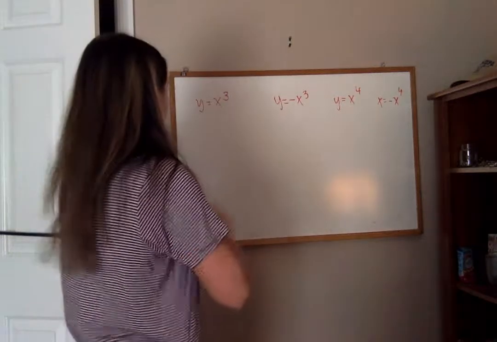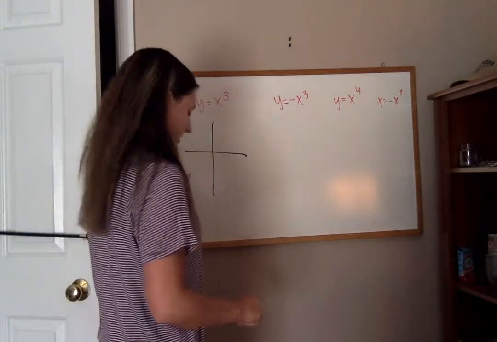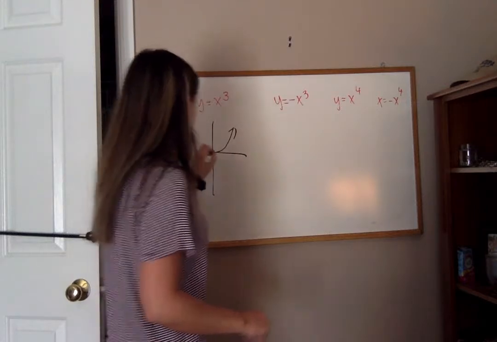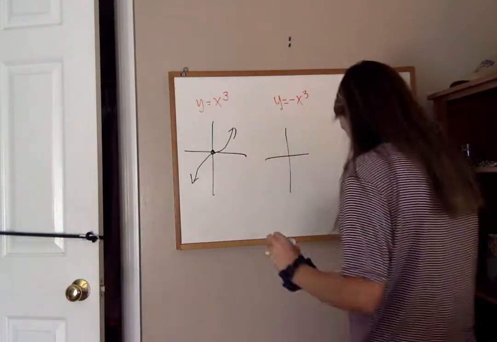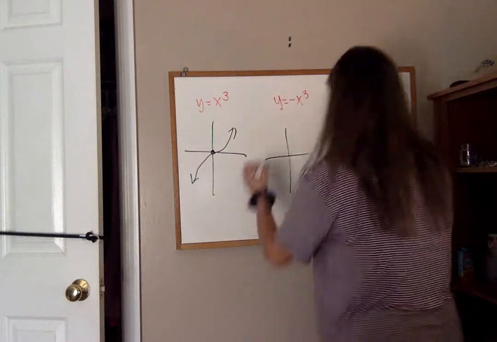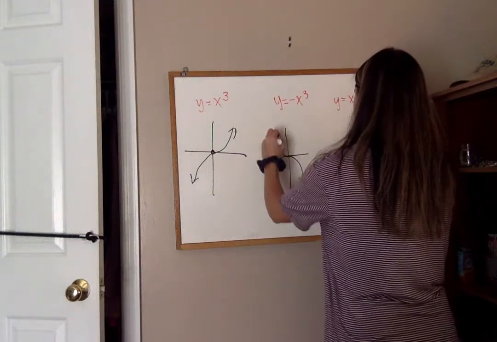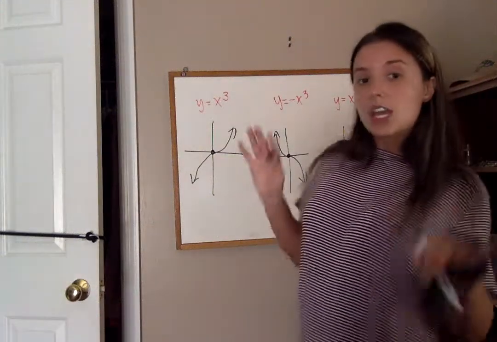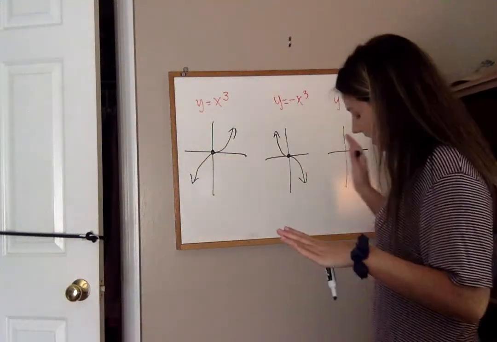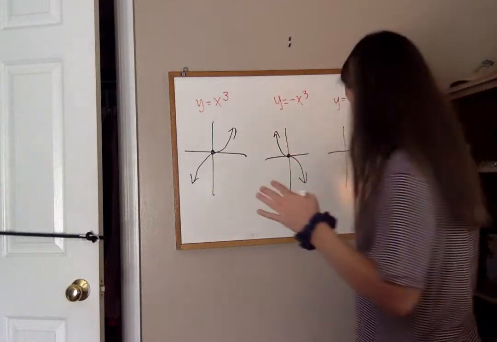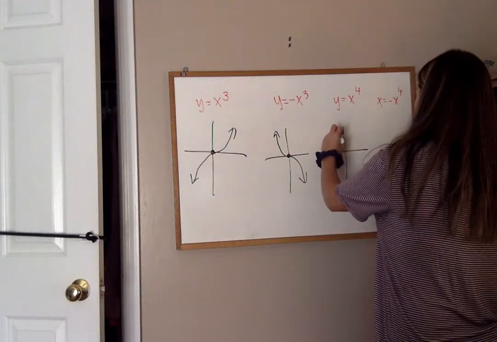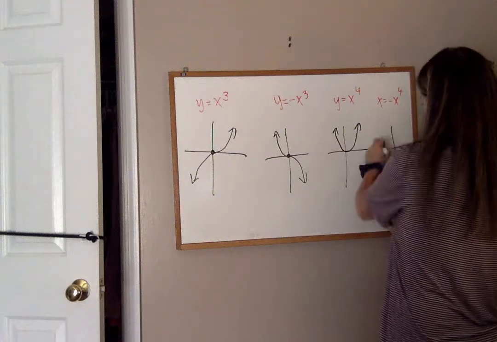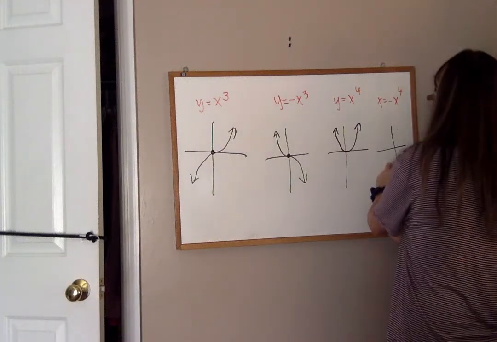So we know that this first one looks like a weird S shape. Okay, and then when it's negative, it flips it. So now it looks like this. Okay, x to the fourth kind of looks like a parabola, but not quite. But that makes sense because x squared is a parabola. So it's a little bit flatter on the bottom. Looks exactly like a parabola. Awesome. Okay. And then this one is just flipped over.